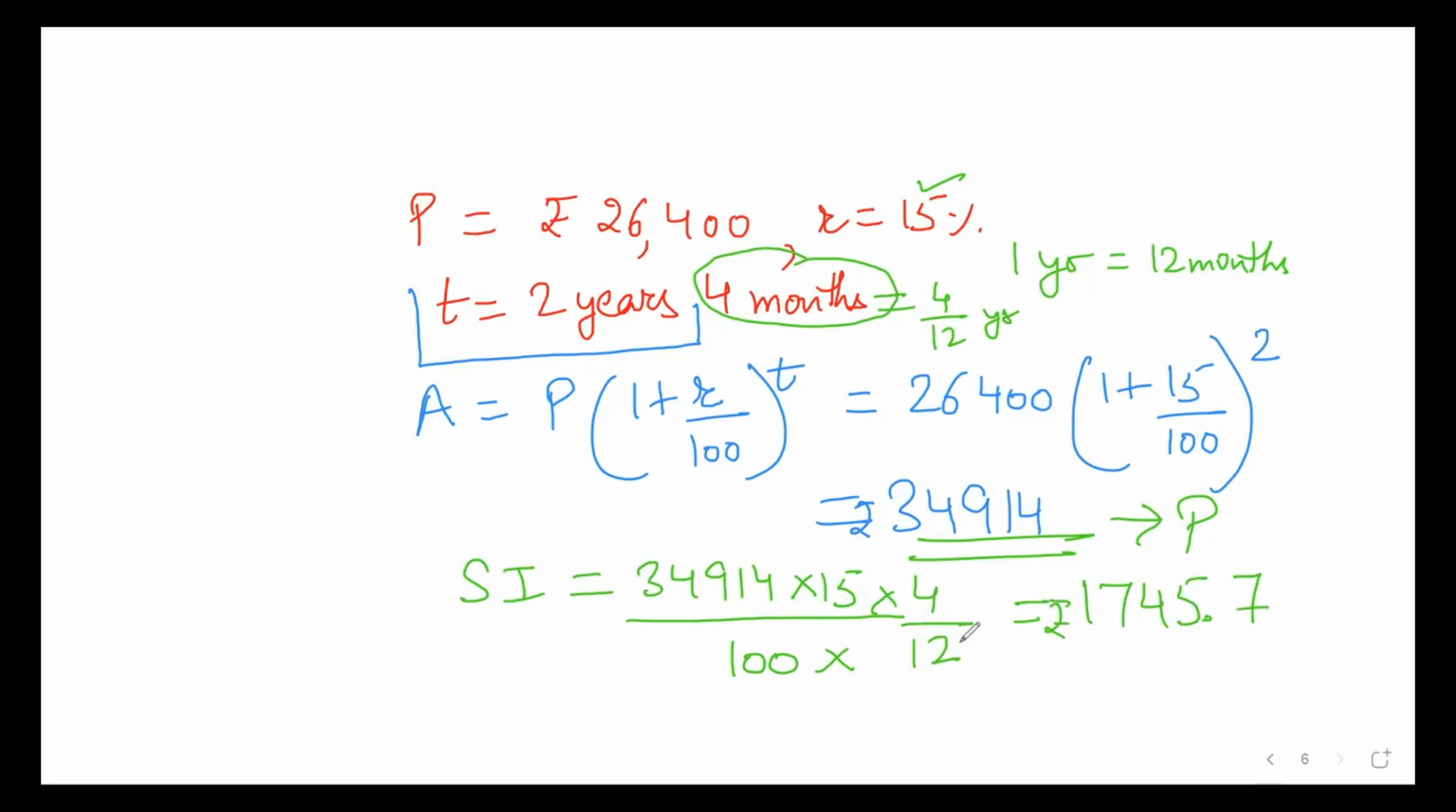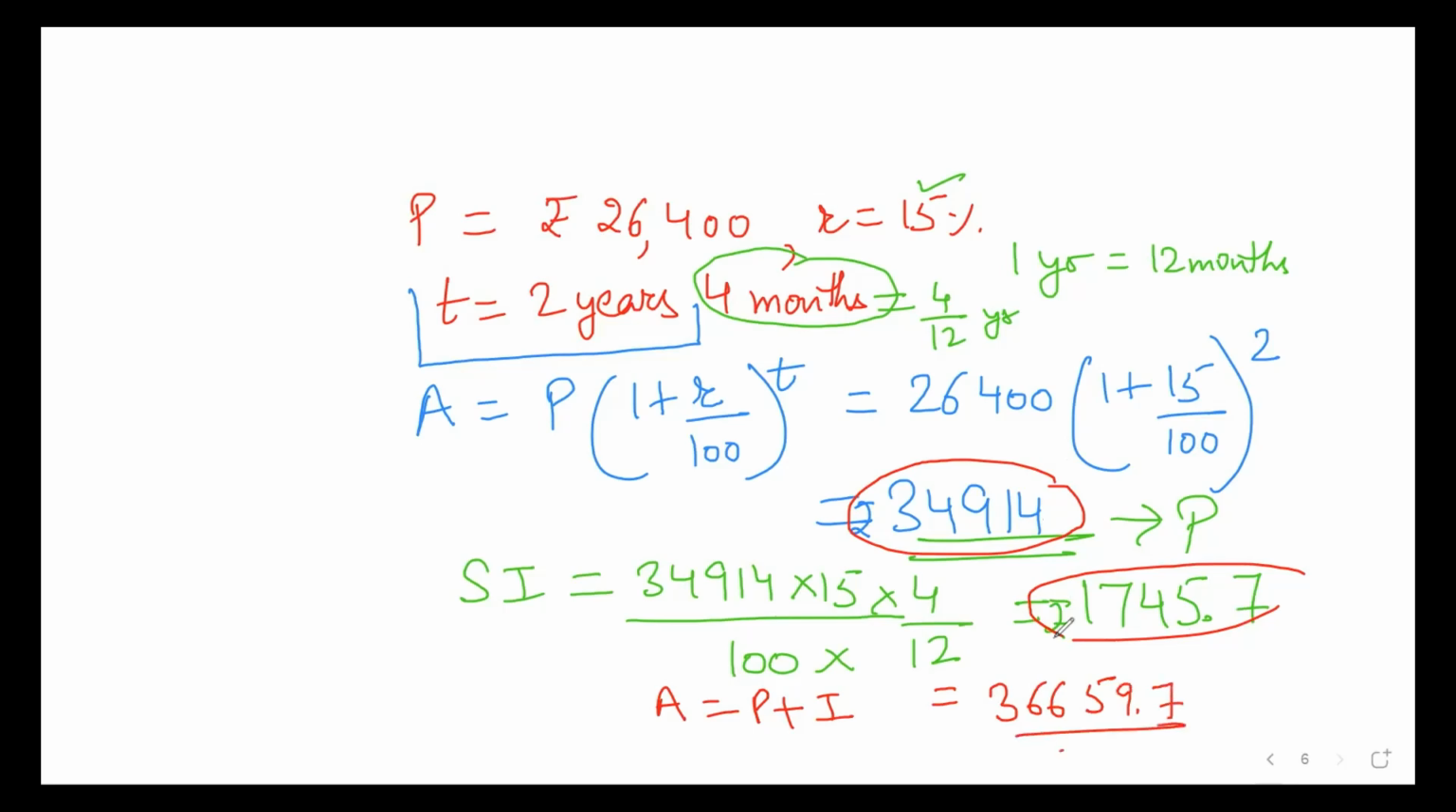Now what is the question asking? Let's read the last line. What amount will she pay? They are asking amount. Okay. So for amount, what are you going to do now? The principal plus interest, you know the formula of amount, right? Amount we know, that is P plus I. P we have, because this is the principal now, and interest is this because we have calculated it by using this principal. So if you add both the terms here, you will get the amount value, and that is 36659.7, and that would be your answer.